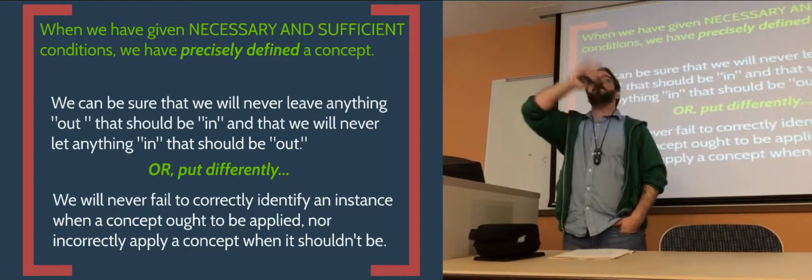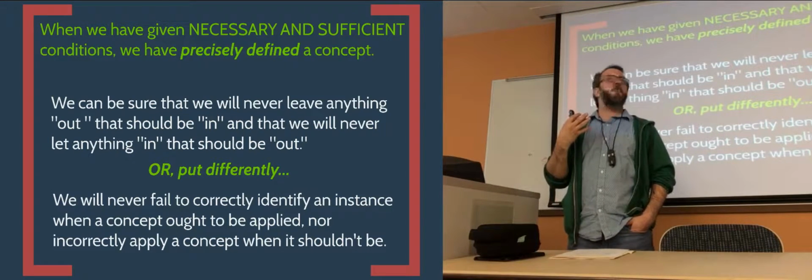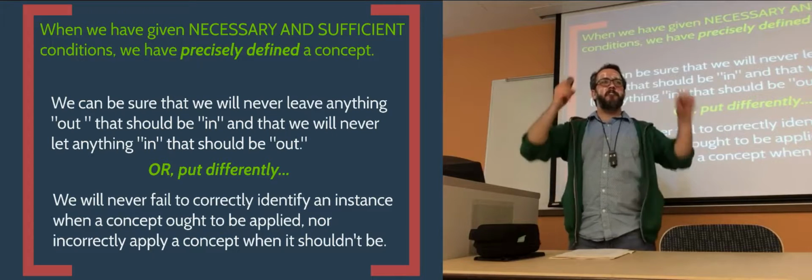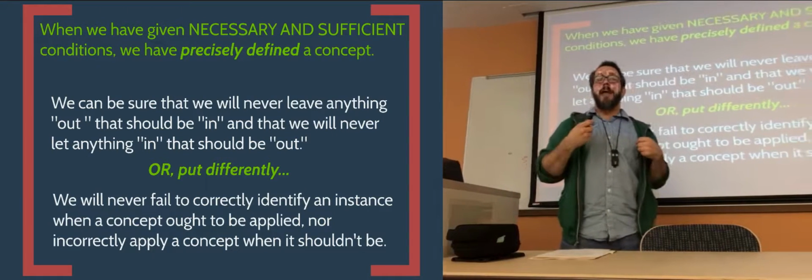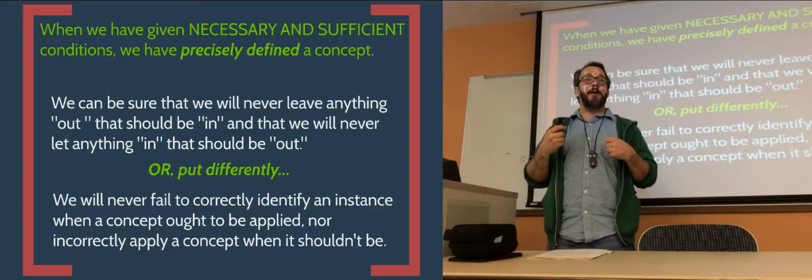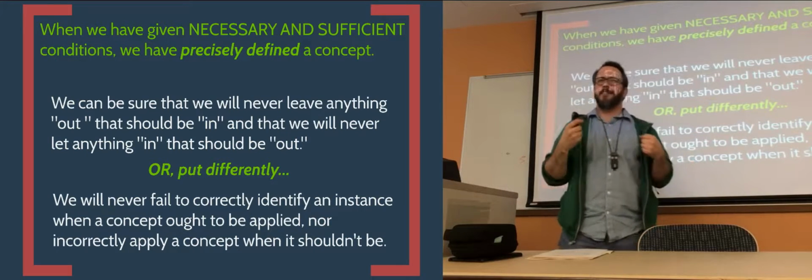Unmarried and male includes all the bachelors. I don't miss any bachelors when I cast a net with unmarried male. And I don't catch anything that's not a bachelor when I cast the unmarried male net. Does that make sense?